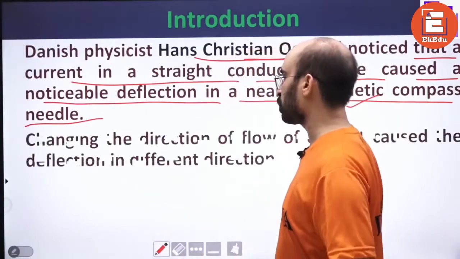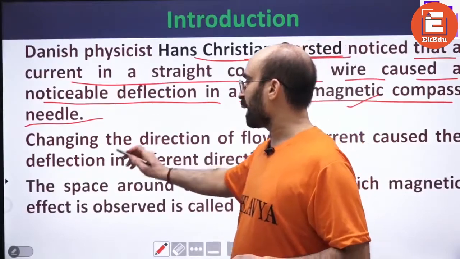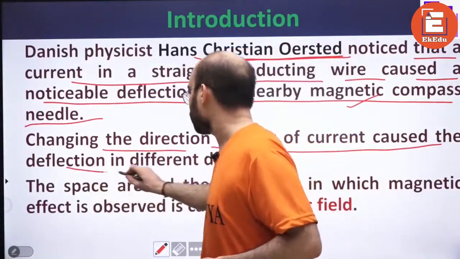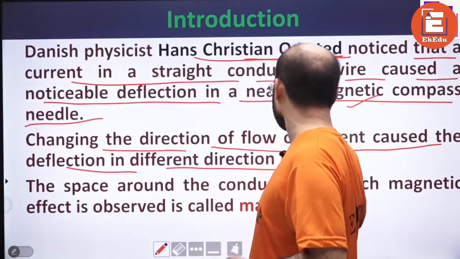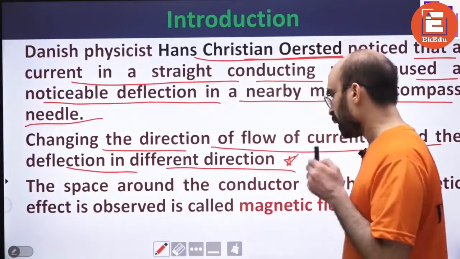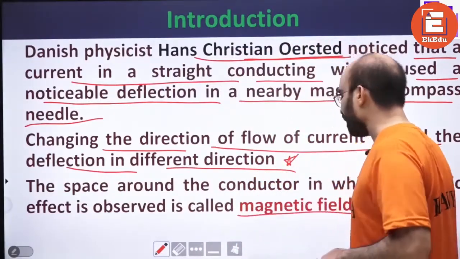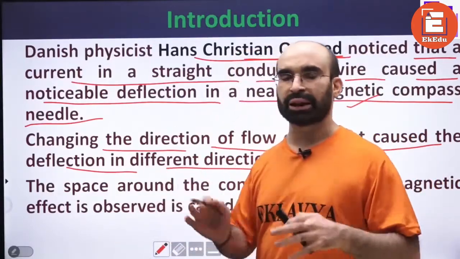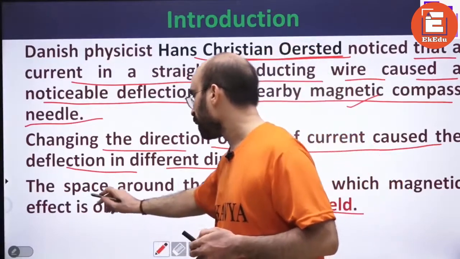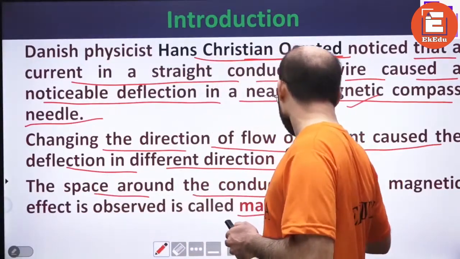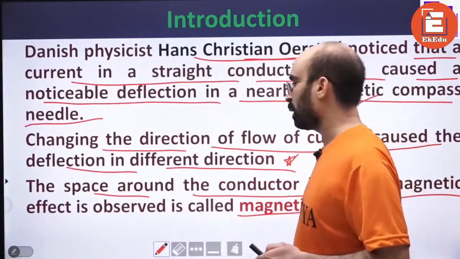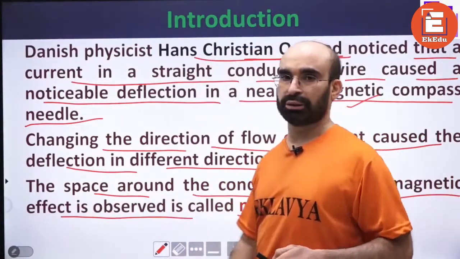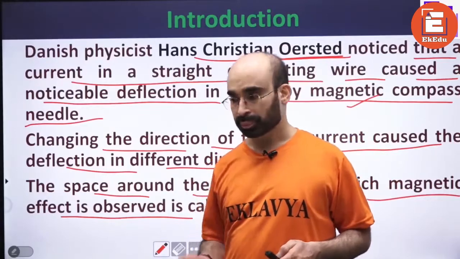So let us understand what is magnetic field. One thing, changing the direction of flow of current caused the deflection in a different direction. That is also a very important point. Now, what is magnetic field? The very basic idea. This we can easily define in this manner: space around the conductor in which magnetic effect is observed is called magnetic field. This is very simple, right?